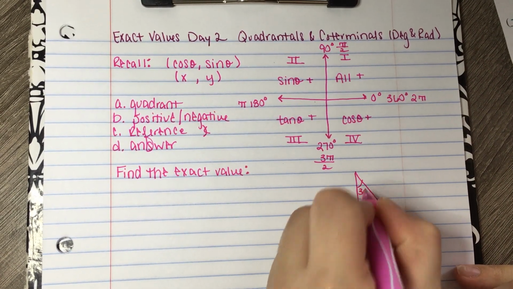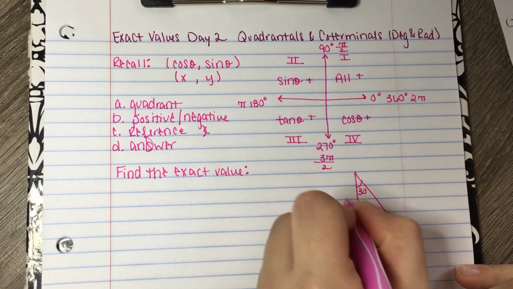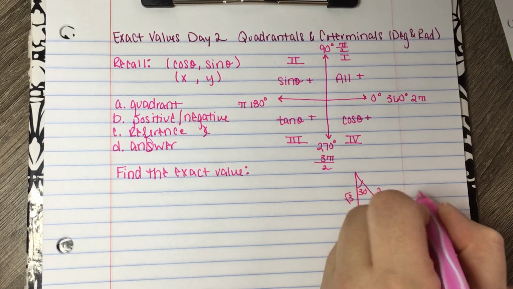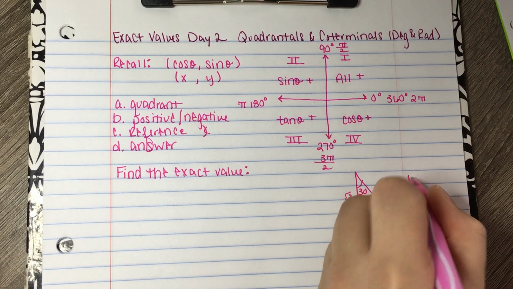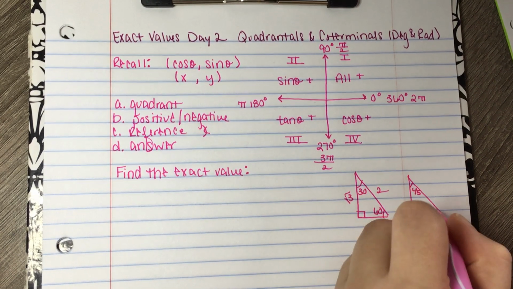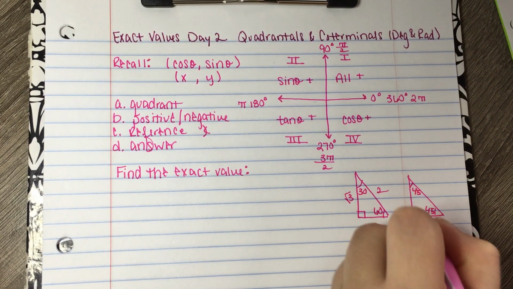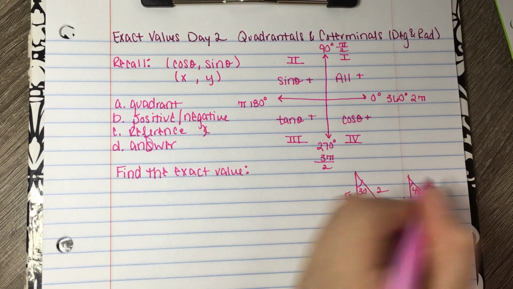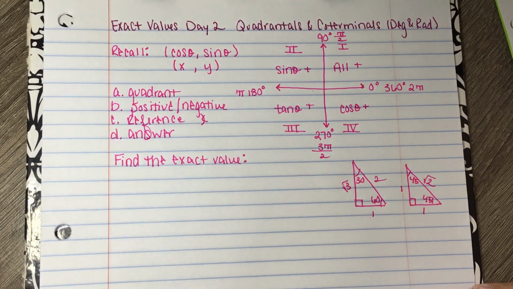You needed your 30, 60, 90 triangle, which is 1, square root of 3, and 2, and then you need your 45, 45, 90 triangle. Whenever you're doing trigonometry, you should have these written down, because you're going to be going back to them over and over and over again. And then we're going to use that unit circle to check our work.